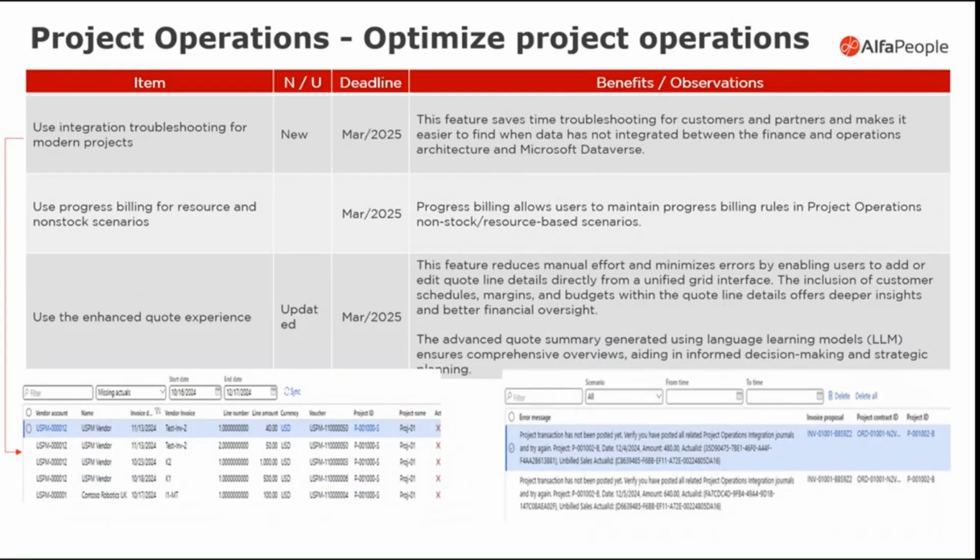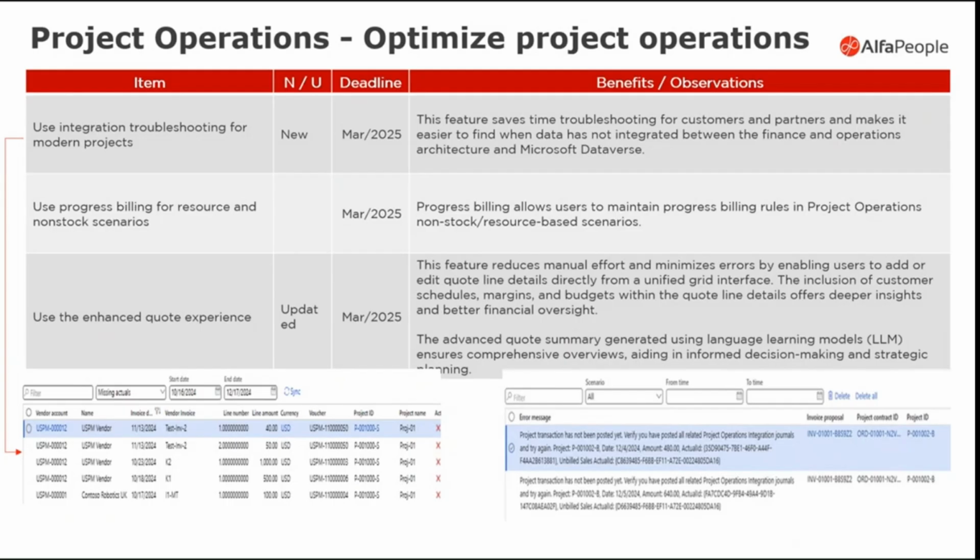Let's continue with more enhancement for modern project management in Dynamics 365. The first one here, use integration troubleshooting for modern projects. So integration errors can be time-consuming to track down. This new troubleshooting feature simplifies the process by highlighting when data isn't synced between finance and operations apps and Microsoft Dataverse. So it makes it easier for users and partners to quickly identify and resolve issues, saving valuable time and keeping projects on track. Next one, use progress billing for resource and non-stock scenarios.